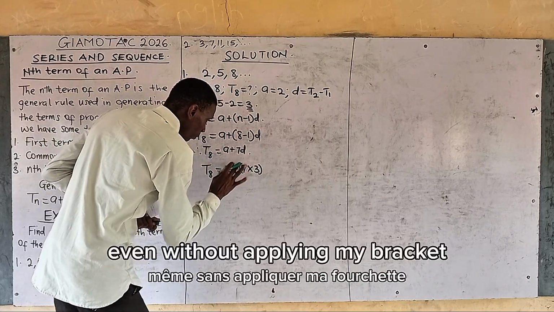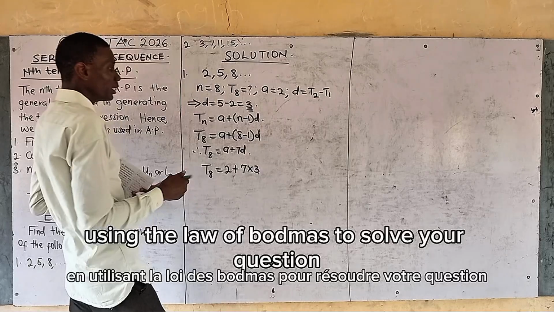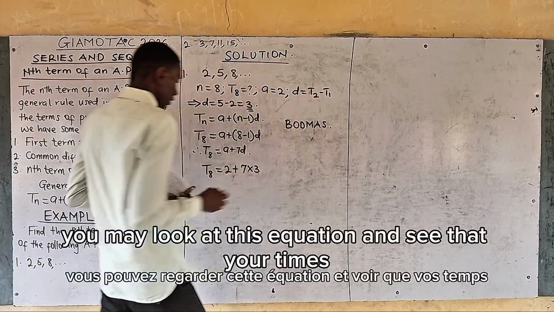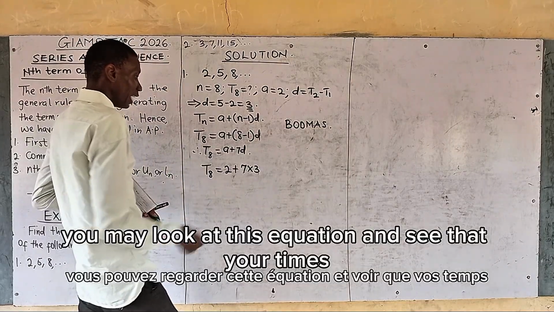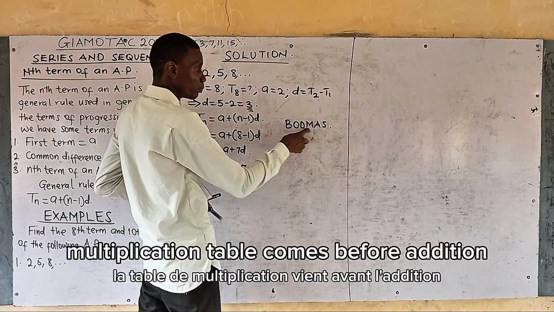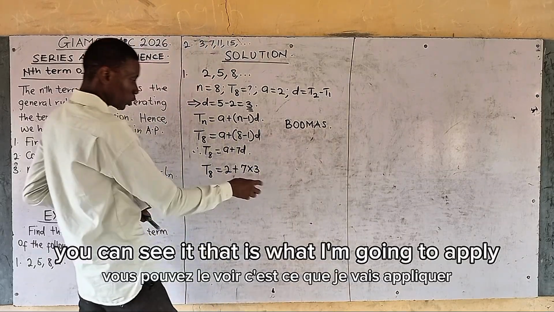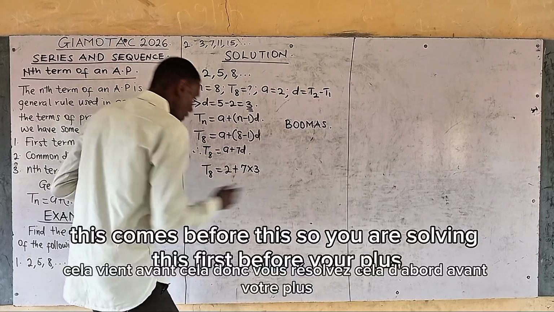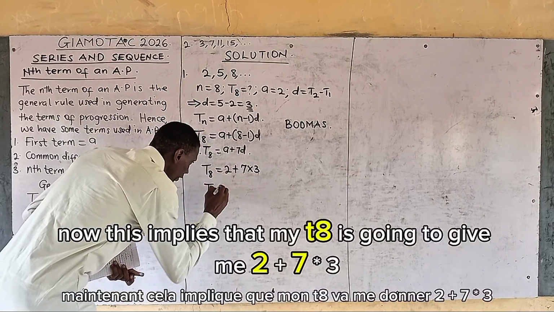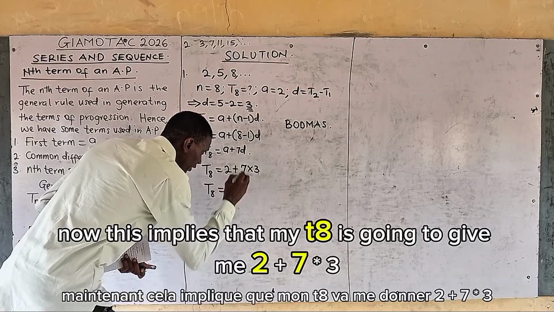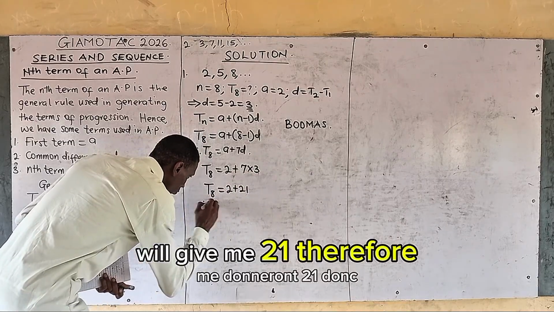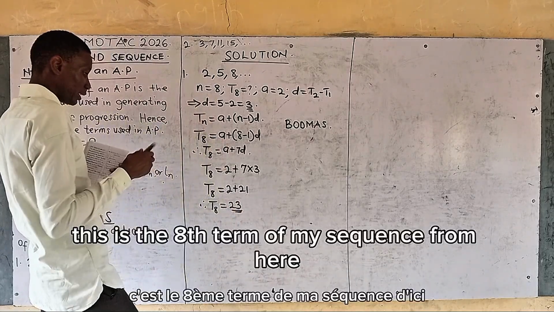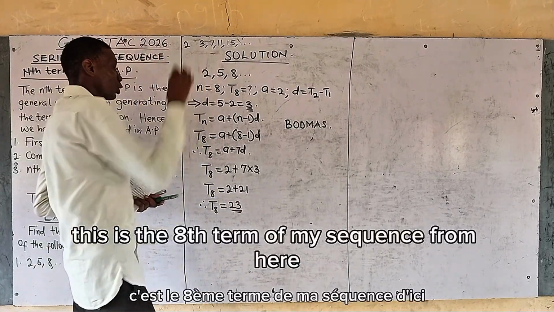From here, even without applying my bracket, using the law of BODMAS to solve your question, you will look at this equation and see that multiplication comes before addition. You can see it. That is what you are going to apply. This comes before this, so you solve this first before your plus. Now, this implies that my T8 is going to give me 2 plus 7 times 3, which is 21. Therefore, my T8 is going to give me 23. This is the 8th term of my sequence.